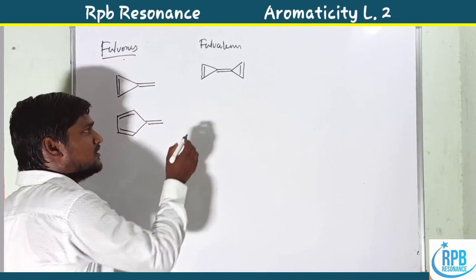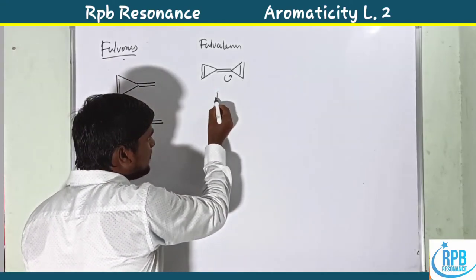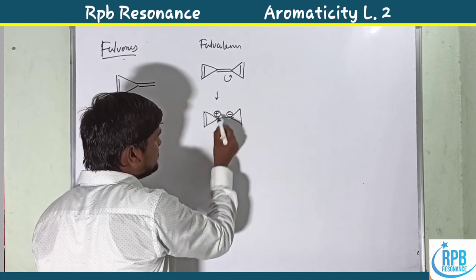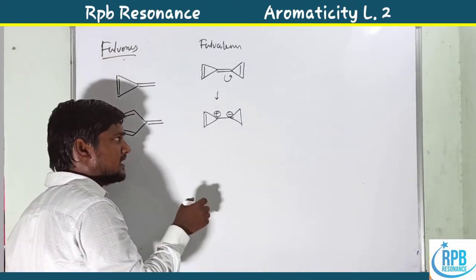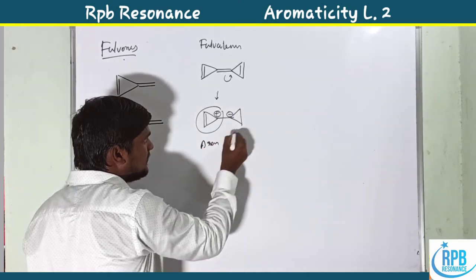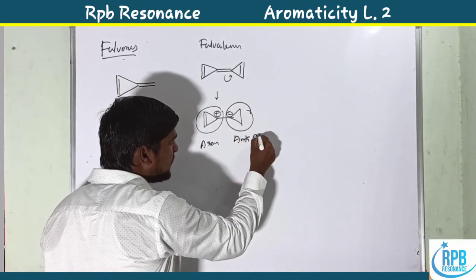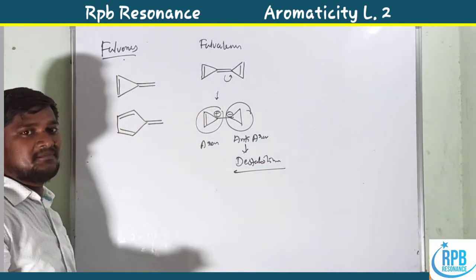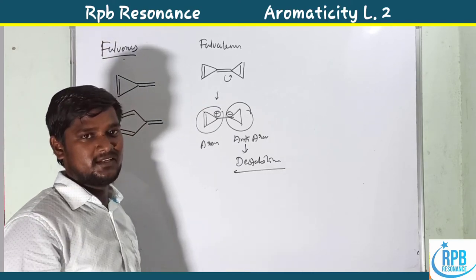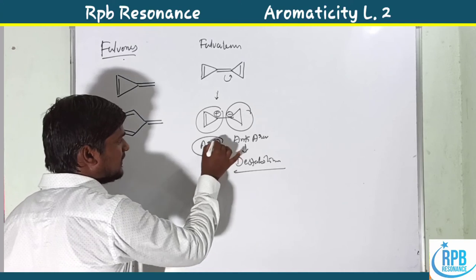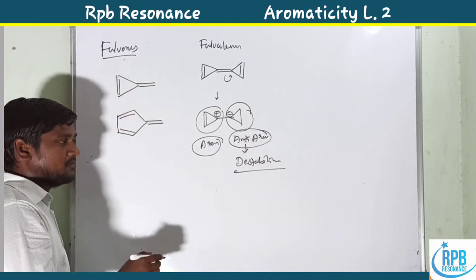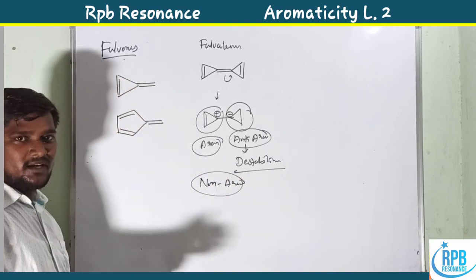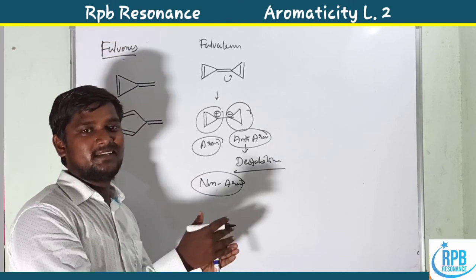Why? Because the polarization of fulvalenes gives this type of resonating structure, positive and negative. After the polarization, one ring system is aromatic and the other is anti-aromatic. The anti-aromatic ring destabilizes the system, so the aromatic stability of fulvalenes cannot be explained by any experimental method. One ring is aromatic, another is anti-aromatic, so such molecules are represented as non-aromatic. If both rings are aromatic, it will be aromatic. If any one of the rings is anti-aromatic, then it is a non-aromatic system.